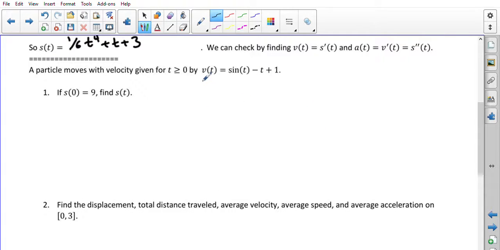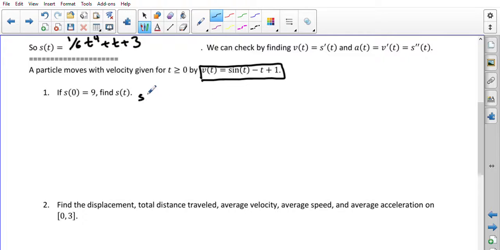So we're starting off knowing a velocity function. We're given this velocity function right here, and we need to find out what is the position function based on this, knowing that the initial position at time 0 is 9.